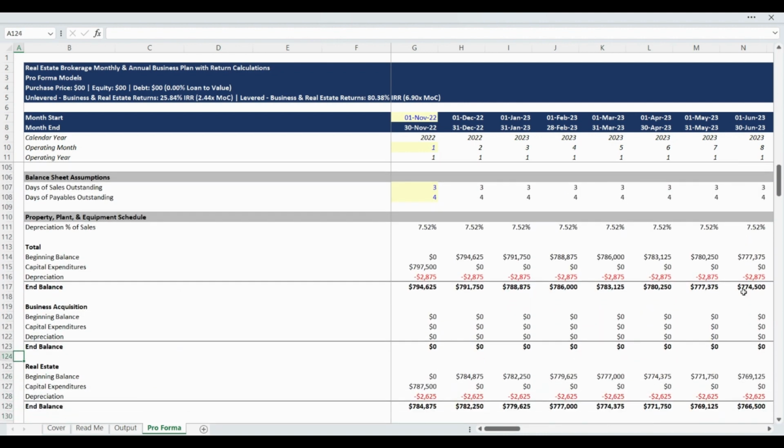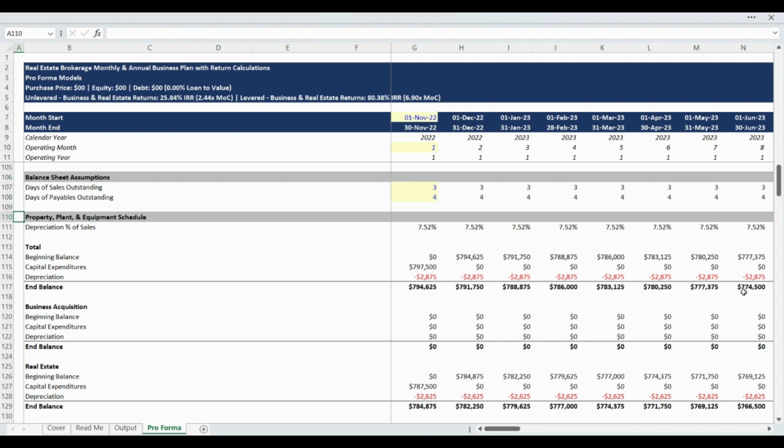The days of sales outstanding, used to calculate accounts receivables, and the days of payables outstanding, used to calculate accounts payable are entered next. These are key inputs that impact the balance sheet as well as working capital, which impacts the statement of cash flows.